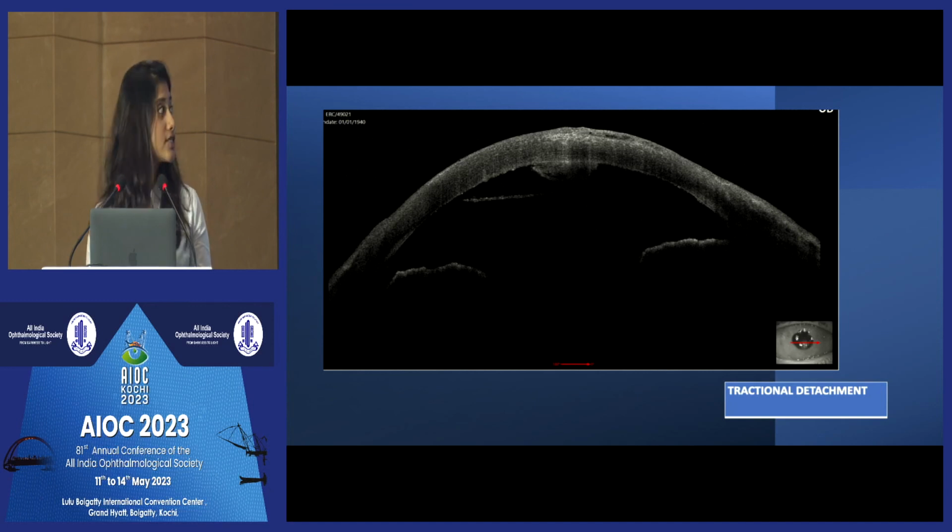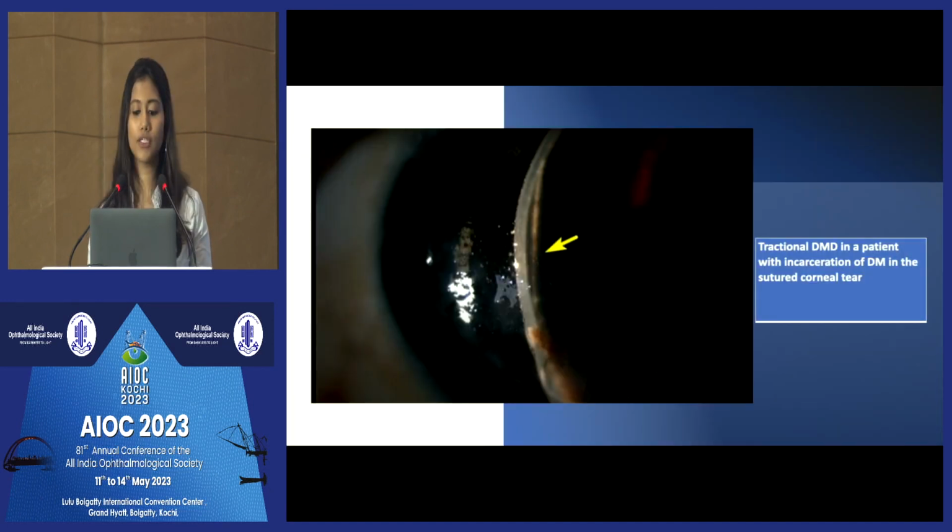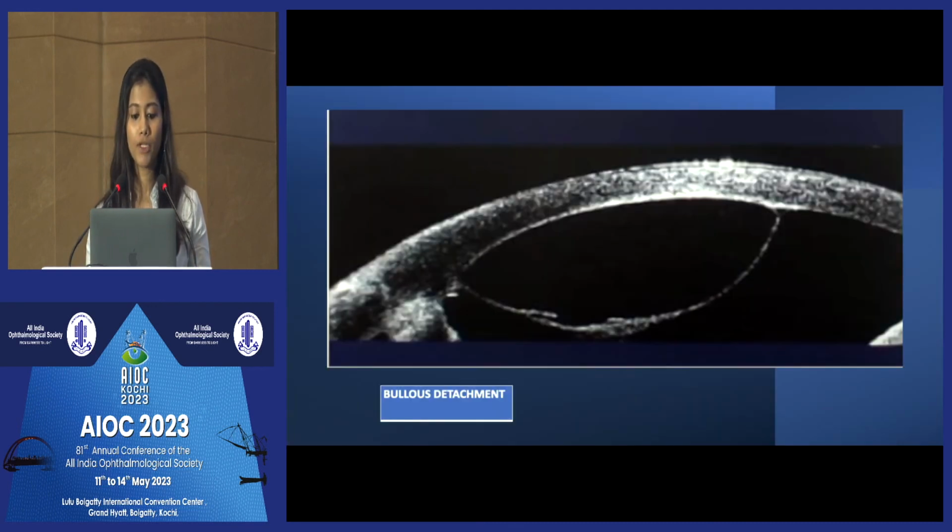The adjacent picture is that of a slit lamp image of a patient. This patient had an incarceration of the DM in a sutured corneal wound. In the center we can see the detachment, and in the periphery we can see the attachment to the stroma. This is a bullous configuration of detachment. The center can either be filled with a fluid or it can be filled with any viscoelastic material.